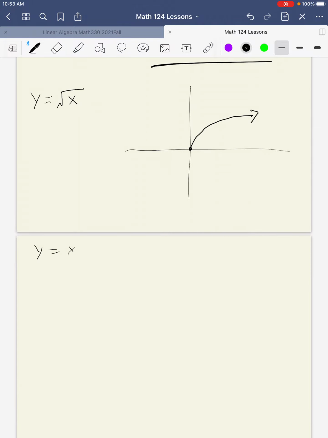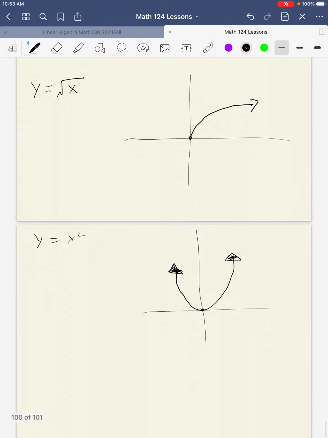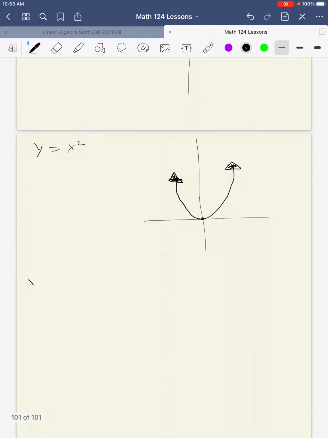y equals x squared. It sort of looks like a U. It's a shape we call a parabola. So this is y equals x squared. y equals 1 over x is a graph like this.